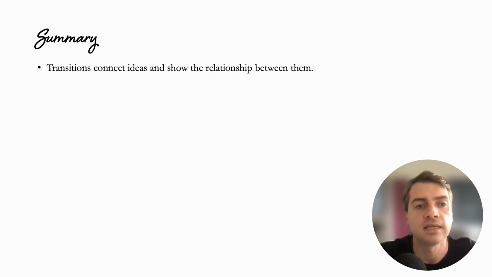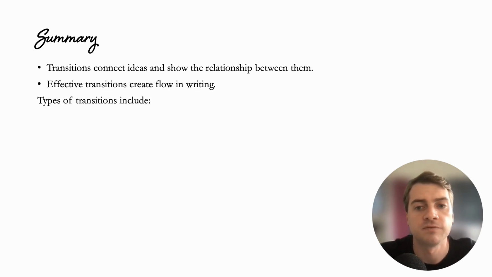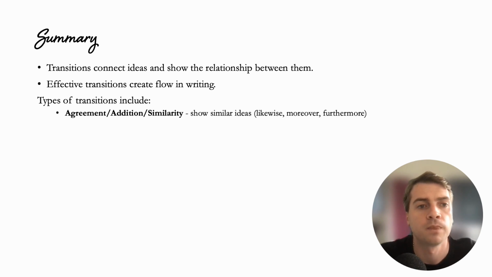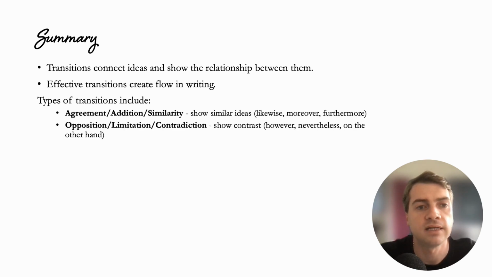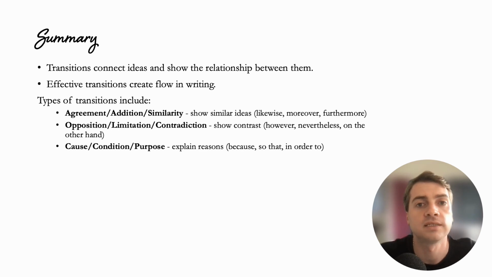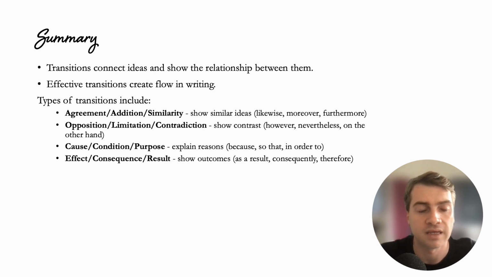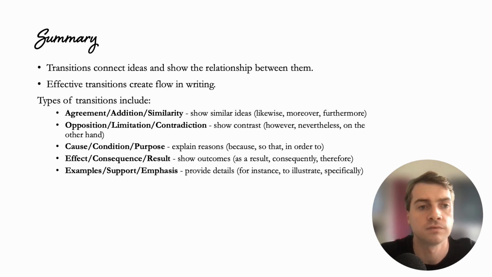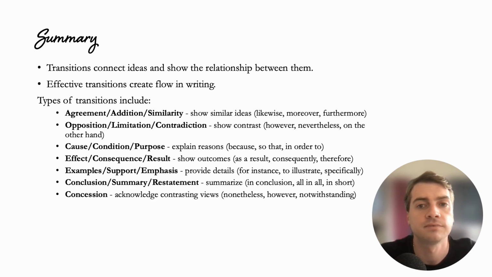Transitions connect ideas and show the relationships between them. Effective transitions create flow in writing. Types of transitions include agreement, addition, similarity, opposition, limitation, contradiction, cause, condition, purpose, effect, consequence, result, examples, support, emphasis, conclusion, summary, restatement, and concession. All right.